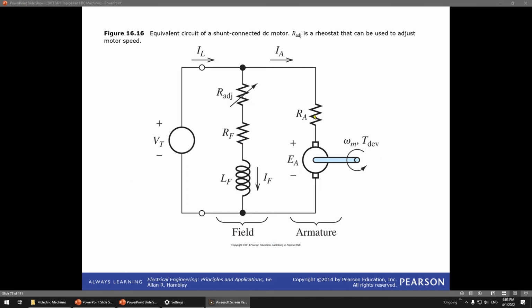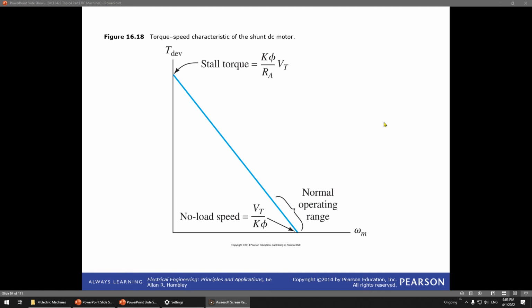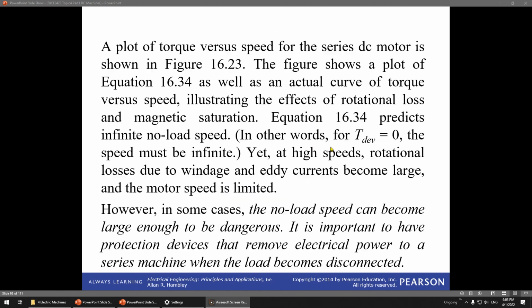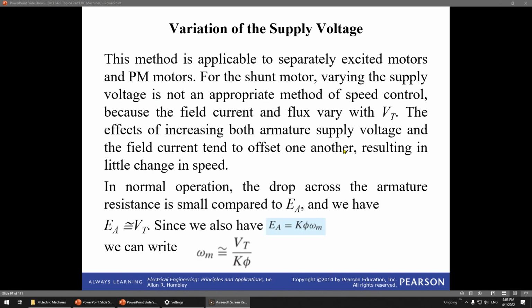So I would like to remind you again. Make sure you know how to draw the circuit, and then you need to know how to explain why it is suitable or not suitable. For this case, the different one is the shunt type. Shunt type is not suitable for the voltage supply variation. So this chapter is more towards theory. You need to know the theory.